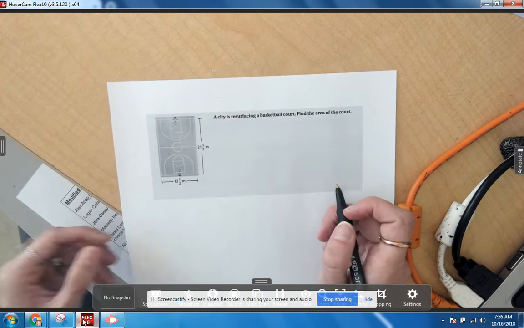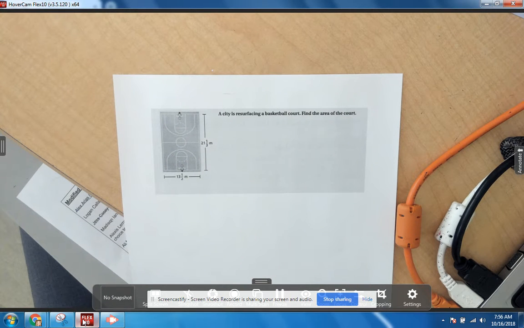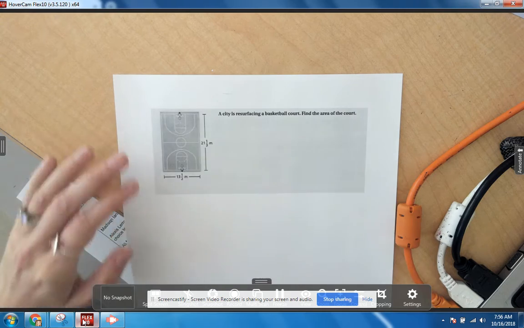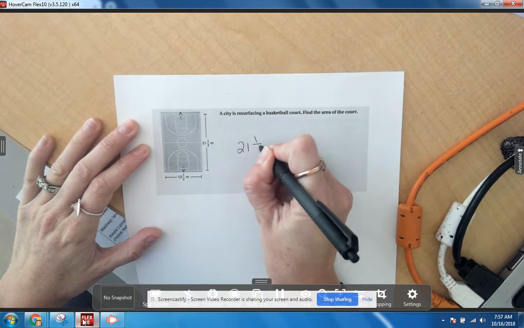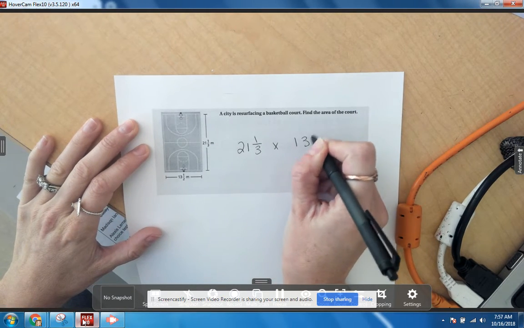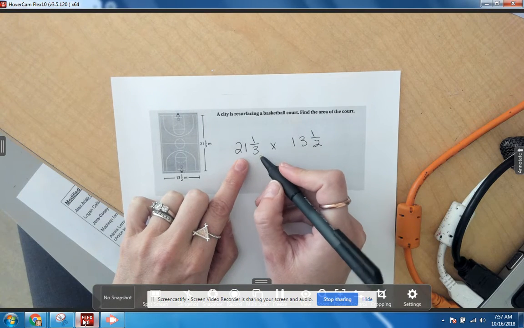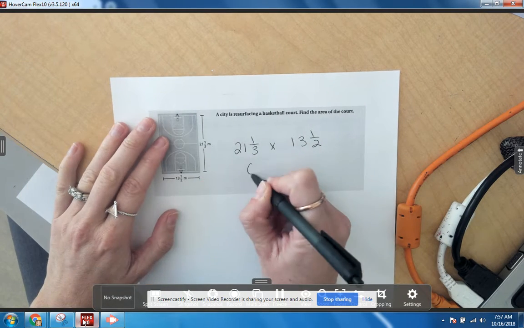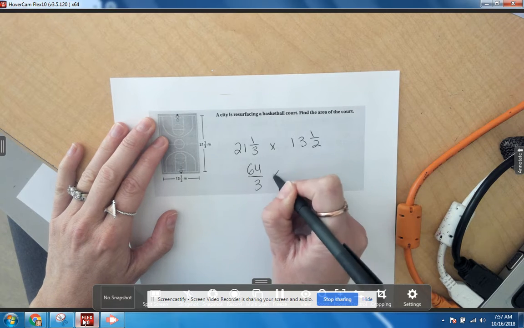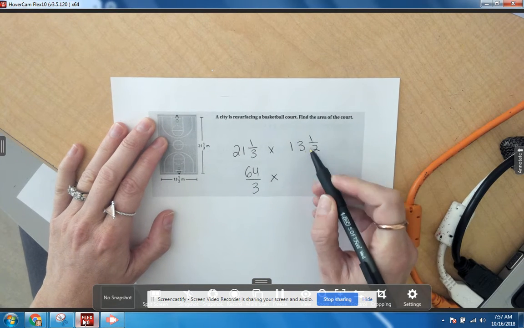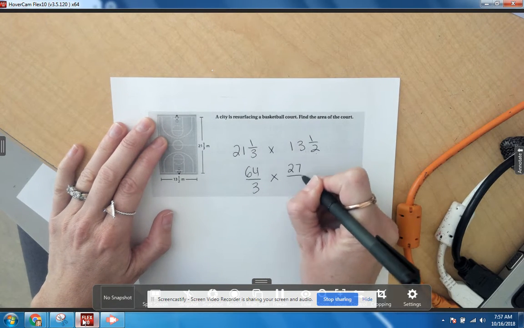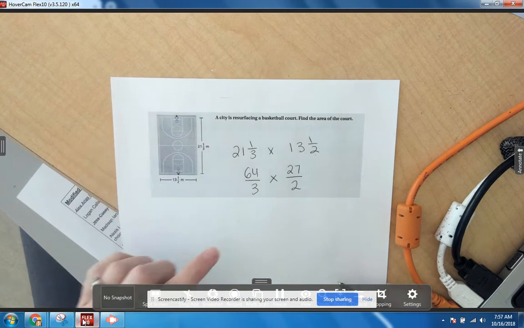Here's where you would use this in the real world. It says a city is resurfacing a basketball court. Find the area. Area is length times width. So basically, I'm just going to multiply these two together. You guys can just watch. So 3 times 21 is 63, plus 1 is 64. Denominator stays the same. 2 times 13 is 26, plus 1 is 27. Denominator stays the same. I'm going to cross cancel.